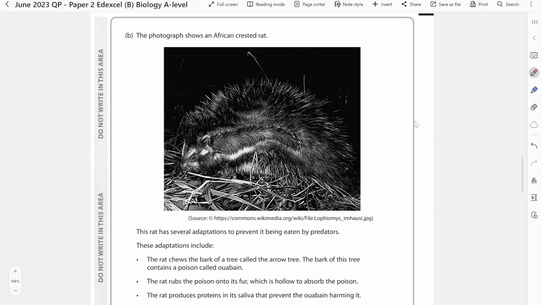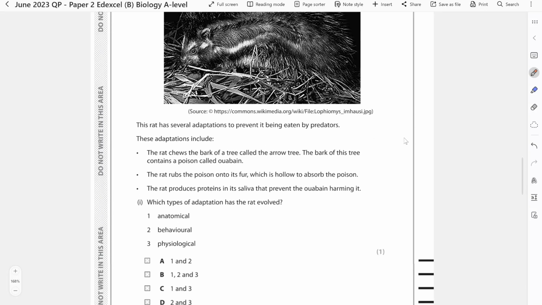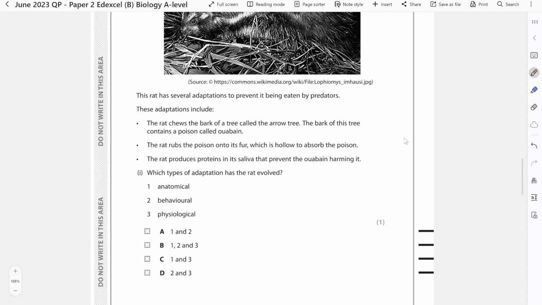Part B, the photograph shows an African crested rat. This rat has several adaptations to prevent it being eaten by predators. These adaptations include: the rat chews the bark of a tree called the arrow tree, and the bark of this tree contains a poison called obane. So that would be an example of an anatomical adaptation, because there's a change in the physical feature of the rat. Statement number 2, the rat rubs the poison onto its fur, which is hollow, to absorb the poison. So the rat rubbing the poison onto its fur, that's behavioral.